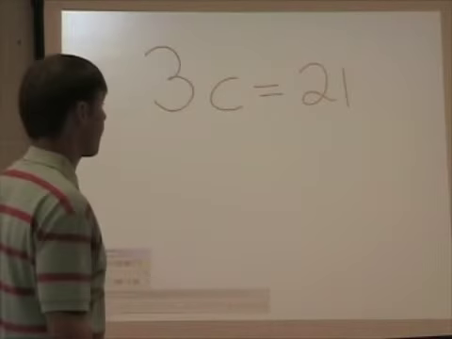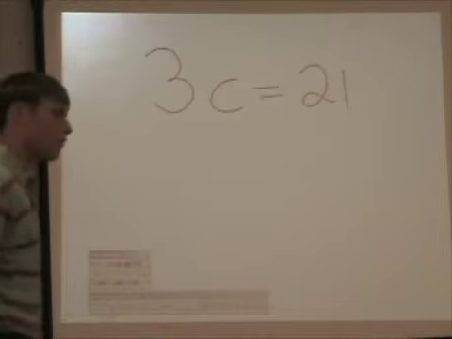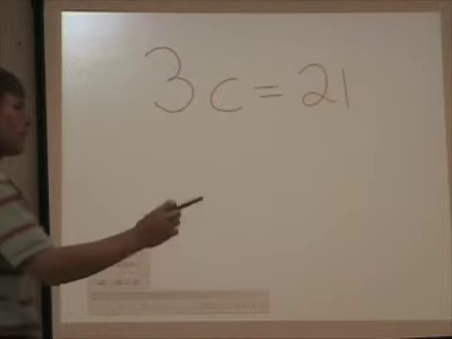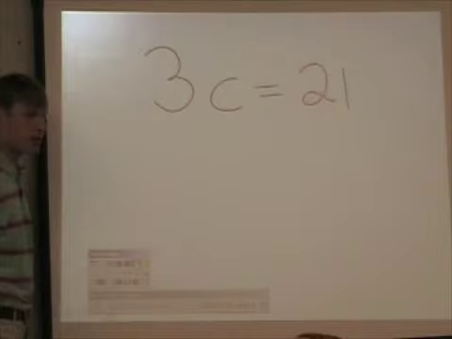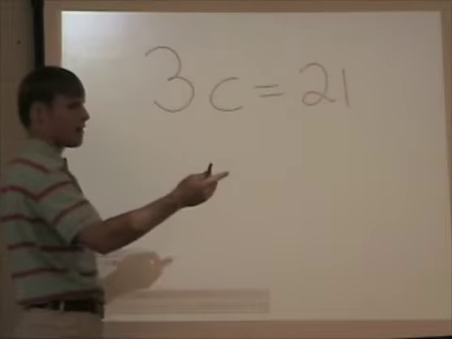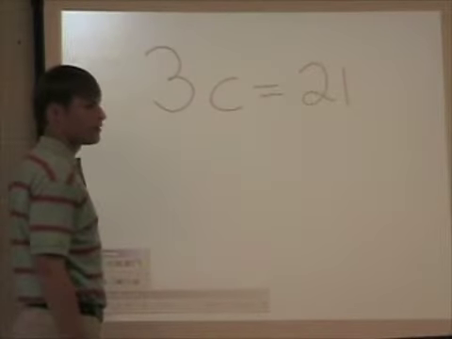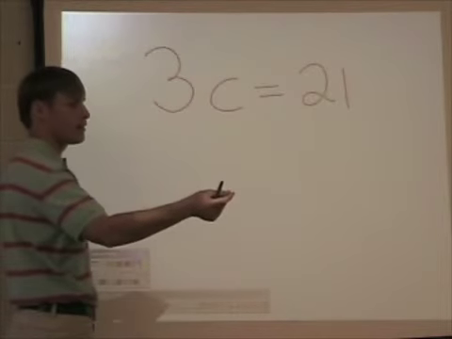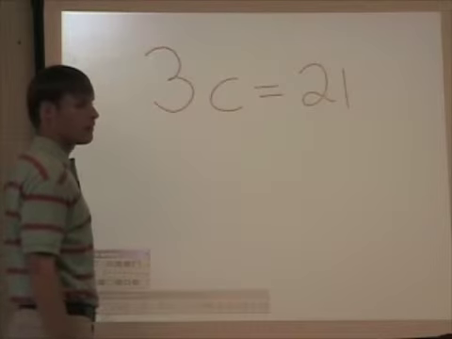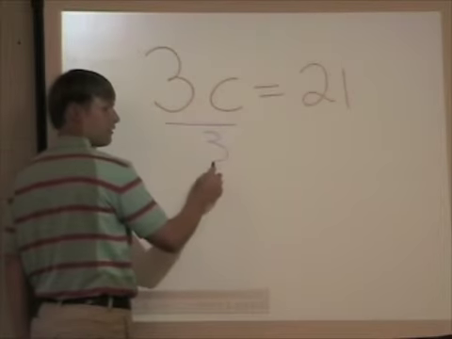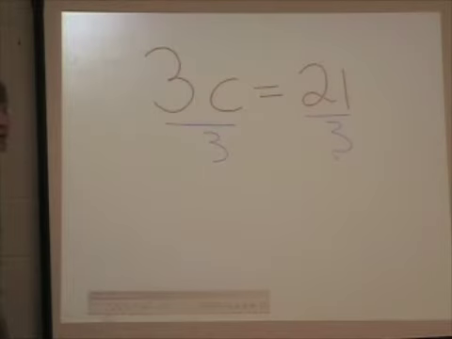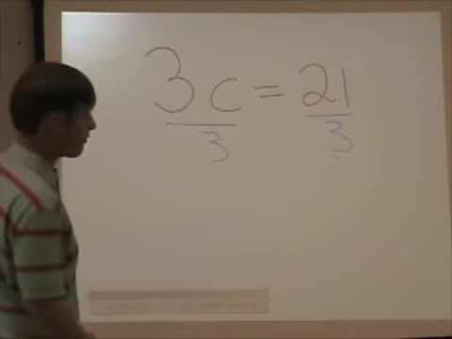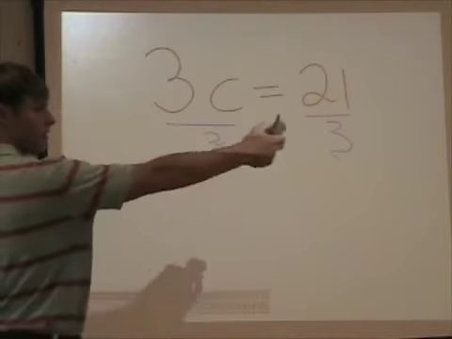Okay, so right here we have 3c equals 21. What's my operation, Kay? Times. That's right, multiply. What's the opposite of multiply? Division. So what do I do, Montreal? Divide 3 on both sides. So I divide 3 over here, and I divide 3 over here. You see that? I divided 3 on both sides. Because remember, what I do to the left, I have to do to the right.